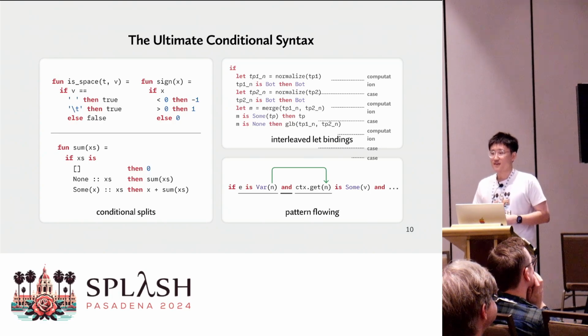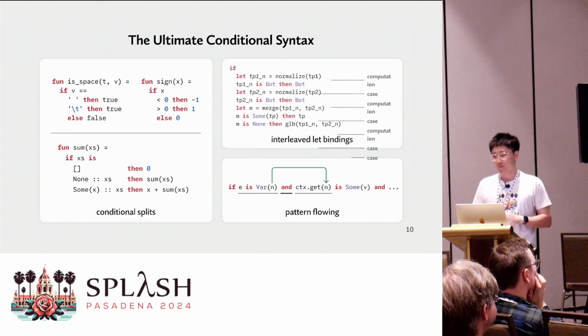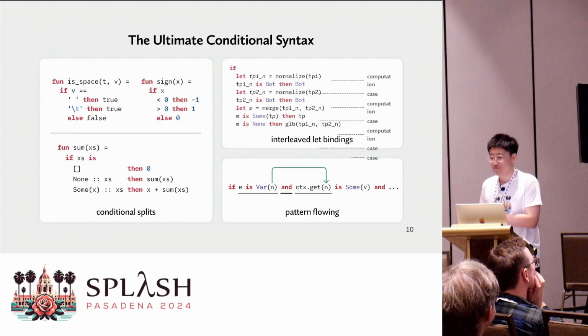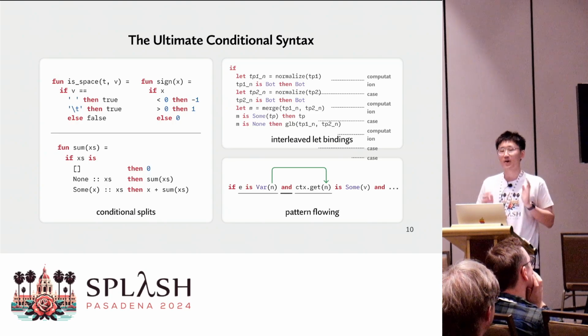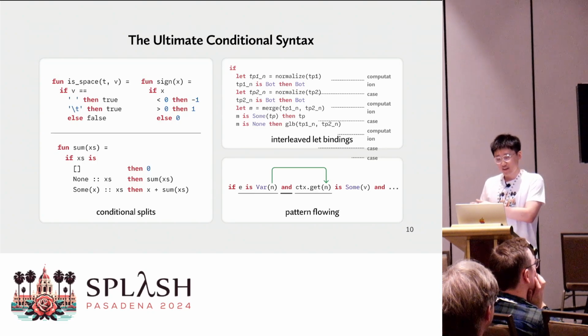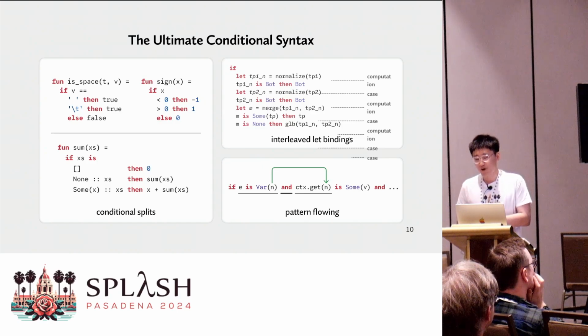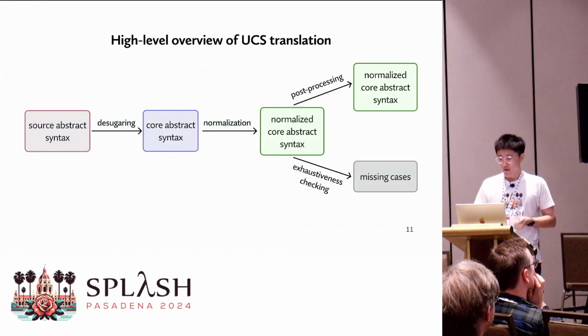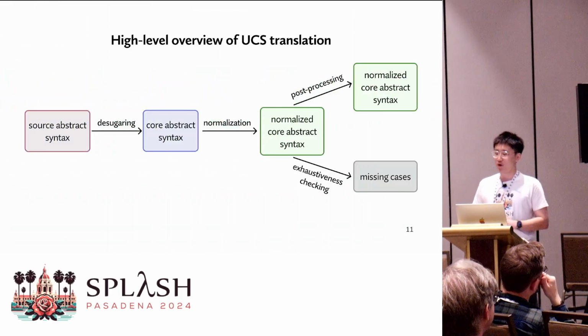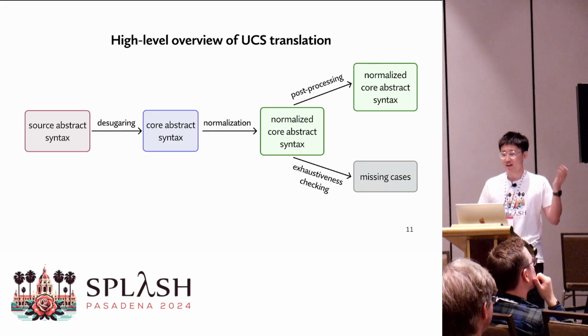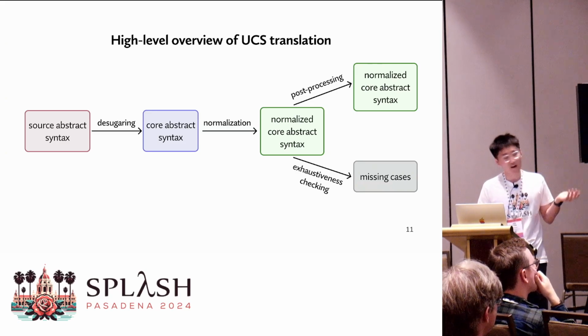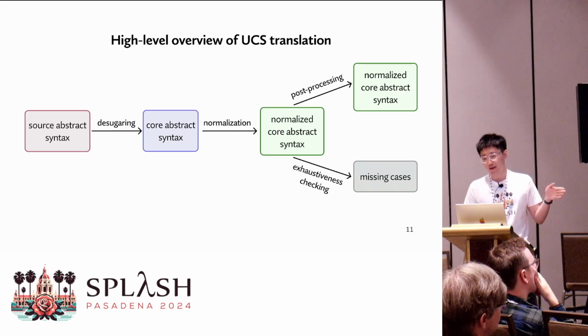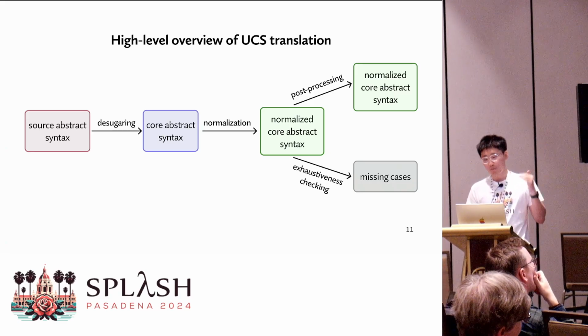Although the UCS is versatile and flexible, it can be translated back to traditional pattern matching expressions, allowing us to benefit from its expressiveness without losing the opportunity to reuse optimizations and compilation techniques designed for normal pattern matching. So how do we translate the UCS to normal pattern matching? Let me introduce the UCS translation, which has 5 stages. We are going to go through the stages one by one.